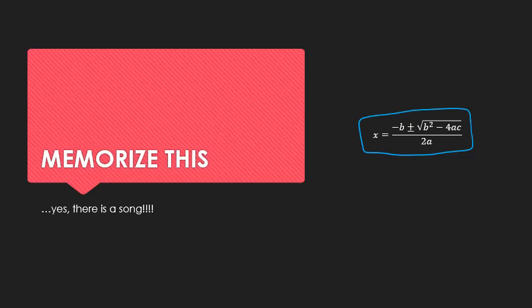x equals minus b plus or minus the square root of b squared minus 4ac all over 2a. So you can practice it and it'll help you remember it.